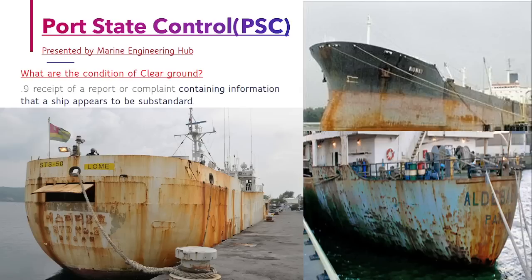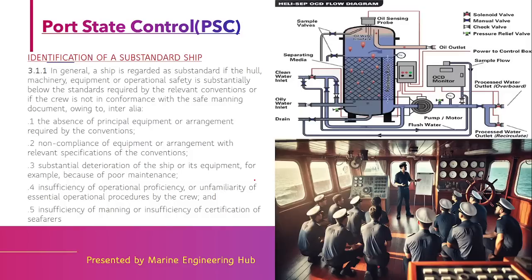Now if your ship appears to be substandard, so what do I mean by substandard? It means that your ship's condition is so bad that it shows heavy rust on your hull structure, your overall condition is not good, your outside appearance is also not good, and you have badly maintained the ship's structural integrity. In that case you may be subject to a more detailed inspection.